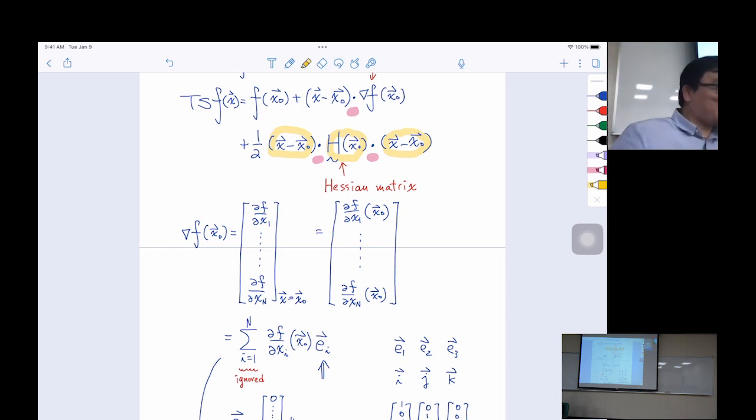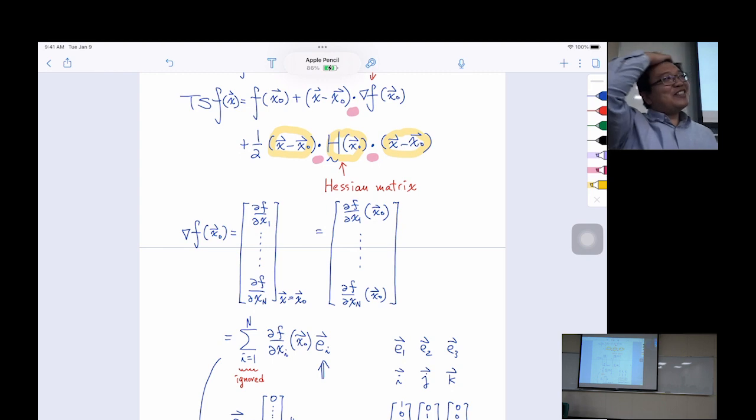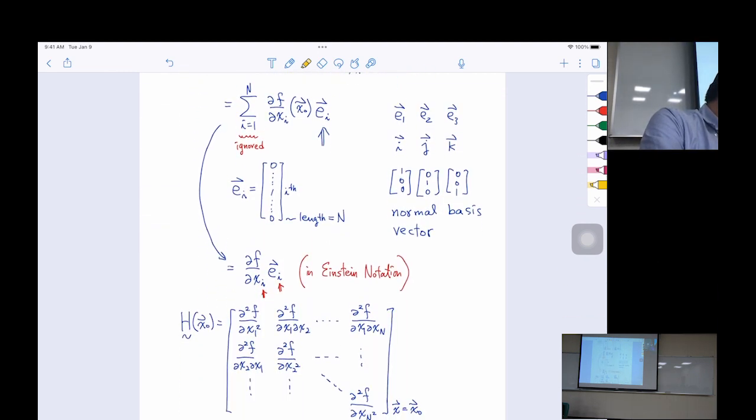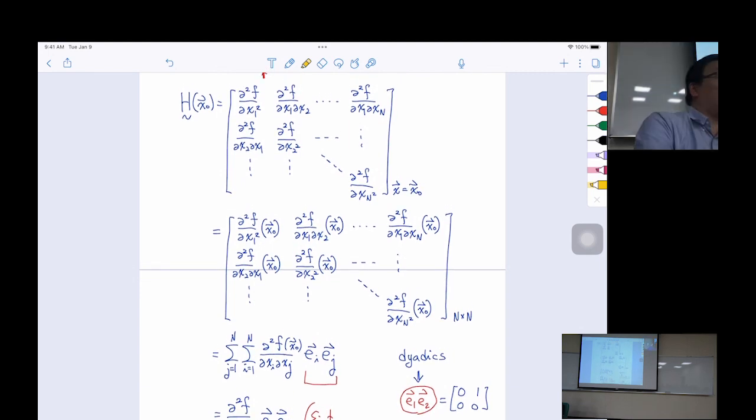I think this is enough for today. This is already a lot. I didn't think I would tell you Einstein notation today. But the first course where I learned about Einstein notation was a course called Continuum. Continuum basically is the elastic mechanics of materials.